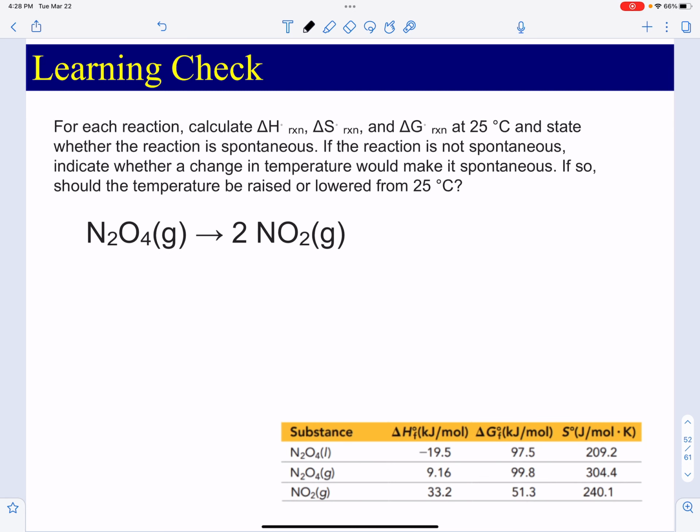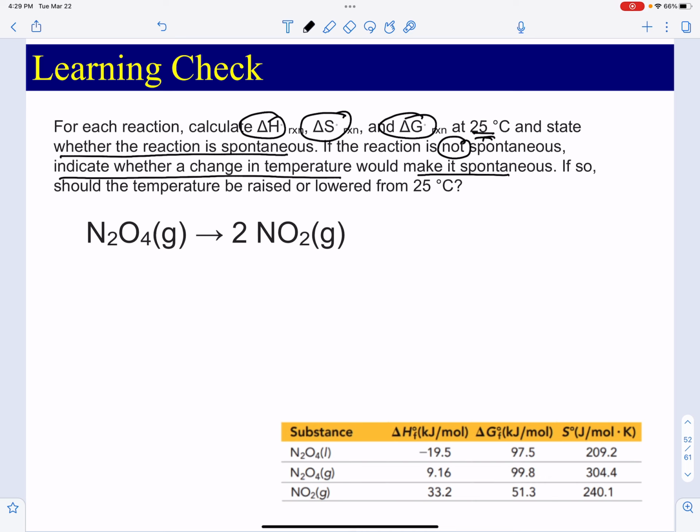What about this one here? This one is asking us to calculate the enthalpy, the entropy, and the delta G at 25 degrees Celsius. And then determine if the reaction is going to be spontaneous or not. And if the reaction happens to be not spontaneous, indicate if a change in temperature will make it spontaneous or not. Well, let's see.